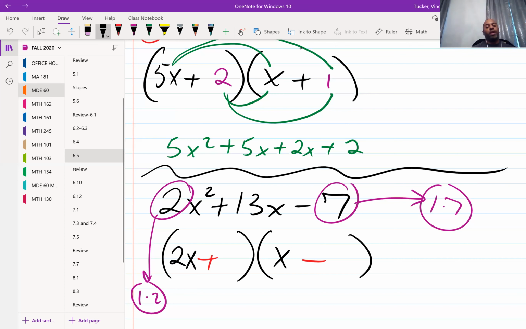Now, right now, we have plus and minus. Don't forget, we can move signs, so it's not that big a deal right now. What we want to do right now is put something in place that we can check. So we're just putting 2x plus x minus. And once again, we can either do 1 and 7 or 7 and 1. That's my only choices, but one will work and the other one will not.